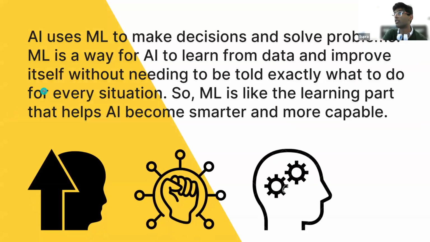Okay, so now we're going to talk about how AI is connected to ML. So AI uses ML, so machine learning, to make decisions and solve problems. ML is a way for AI to learn from data and improve itself without needing to be told exactly what to do for every situation. So machine learning is like the learning part that helps AI become smarter and more capable.